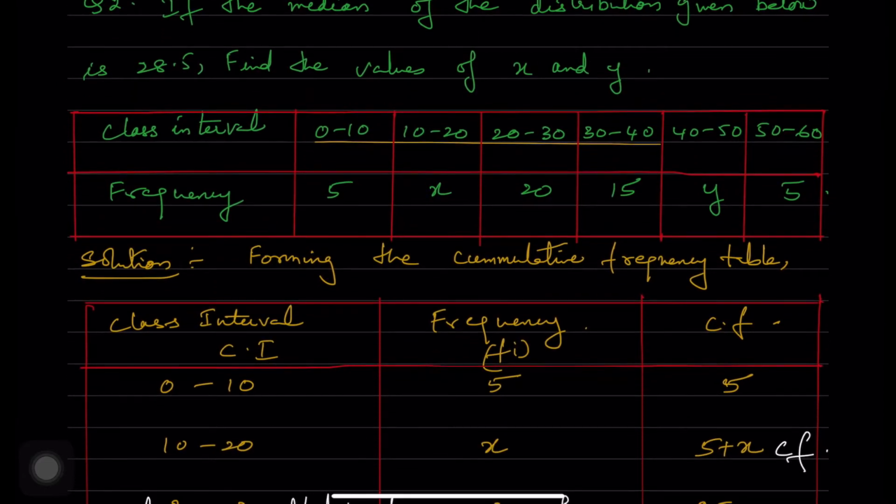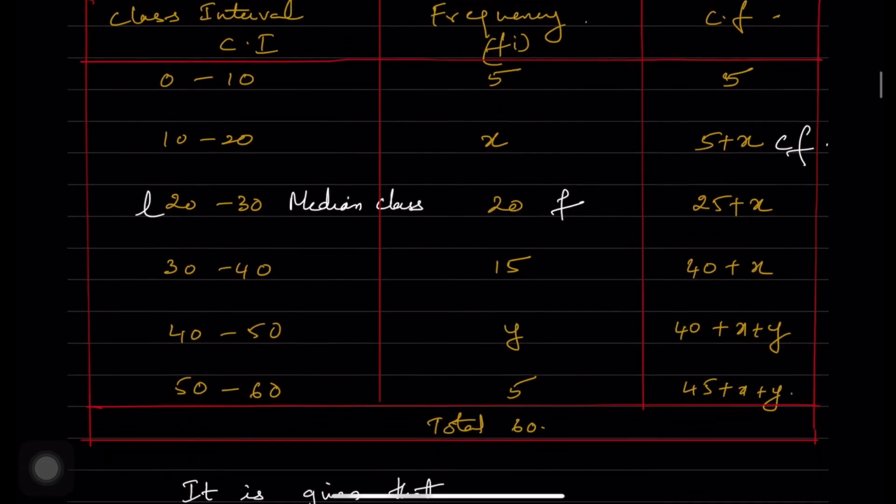Now going to question 2. If the median of the distribution given below is 28.5, find the values of x and y. So now for us the median is given to us. We have already found out the missing frequency even in the mean. Here we are having two missing frequencies, that is x and y. Here the median is already given to us. We have to find out the values of x and y.